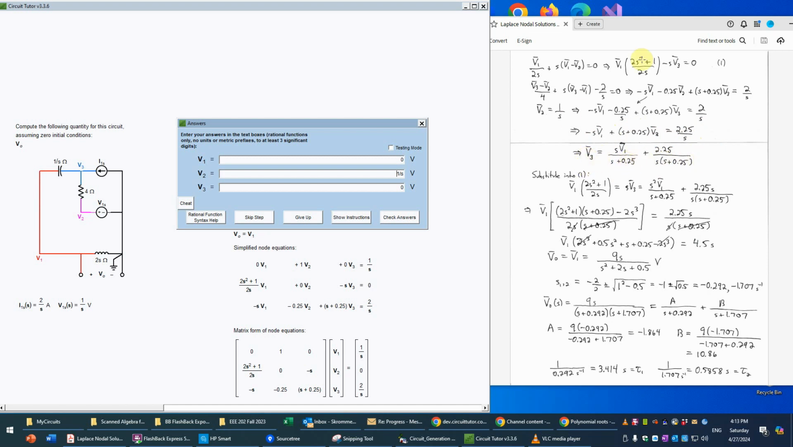Now we can plug that back into this equation. Where we see V3 bar here, we'll just place this expression. So we have this first term unchanged, V1 bar times 2S squared plus 1 all over 2S. Then we can bring the SV3 bar over to the right-hand side, just for convenience, and multiply this times S. So we'll have S squared V1 bar over S plus 2.25, and then here we'll have 2.25 S divided by S plus 0.25. Of course, I could have just canceled out those S's right away. I chose to do it down here instead, just because they're common to both sides.